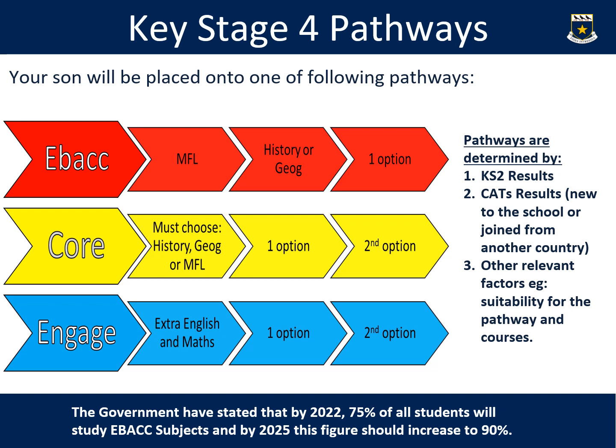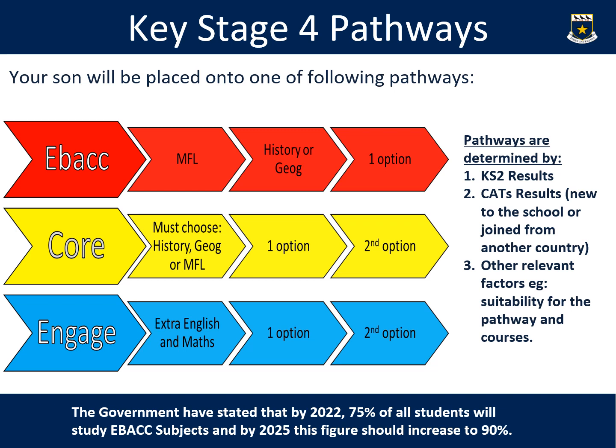How do we decide which pathway is best suited for your son? Well, there are a number of factors that we take into consideration, mainly his Key Stage 2 results. Those are the results that they would have got when they were in Year 6, their SATs results. If your son has recently joined our school or has joined us from a different country, we would be using their CATs results, the little test that we had them do when they joined our school. And then we would look at other relevant factors as well, and whether we think that your child is actually suitable for that particular pathway based on what we know and their academic performance.